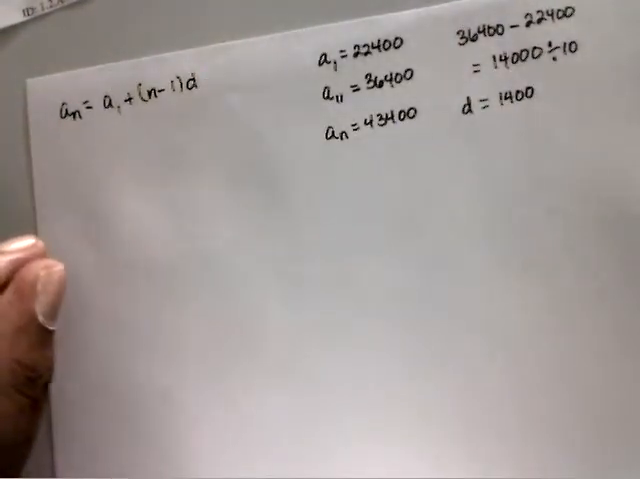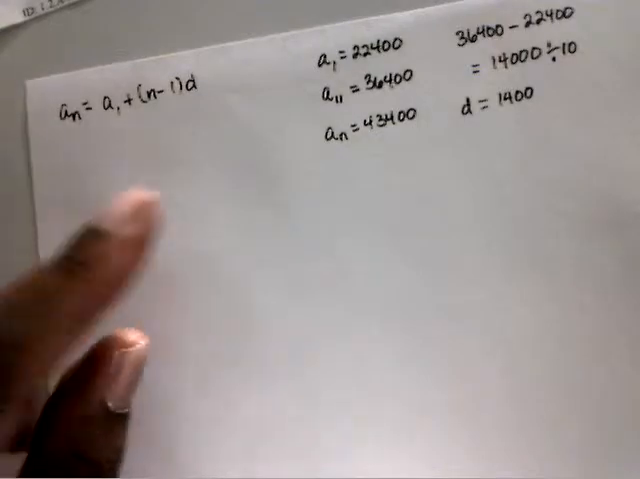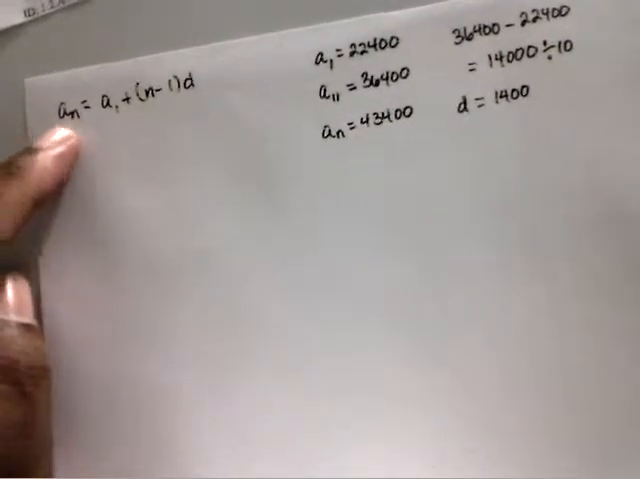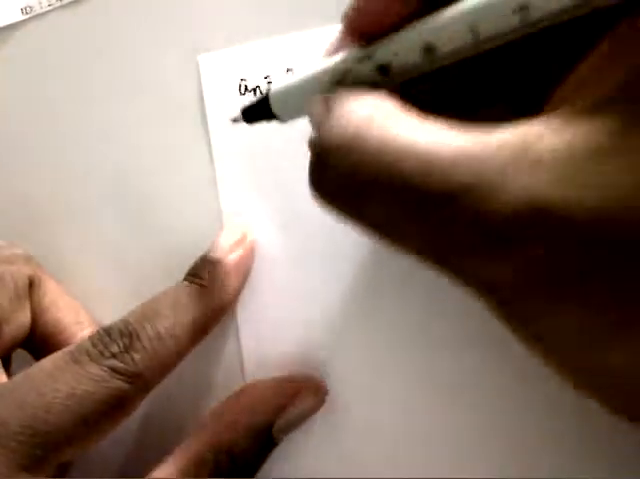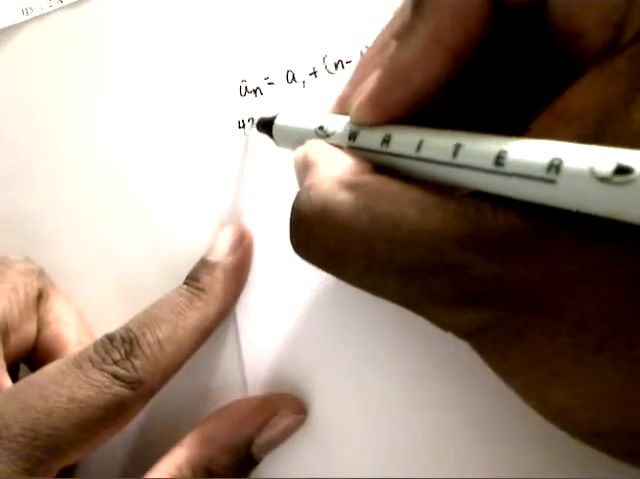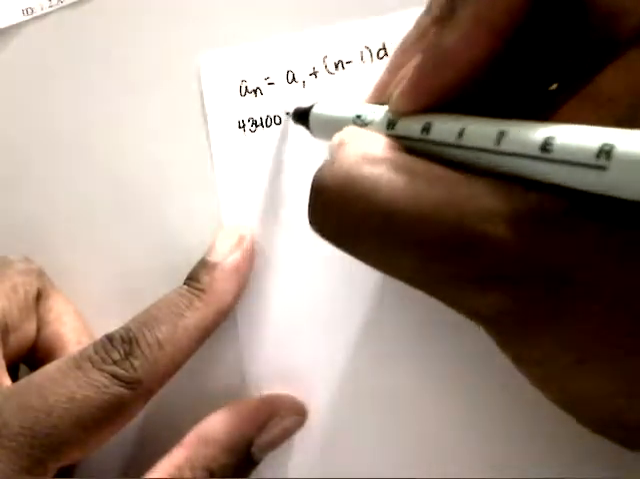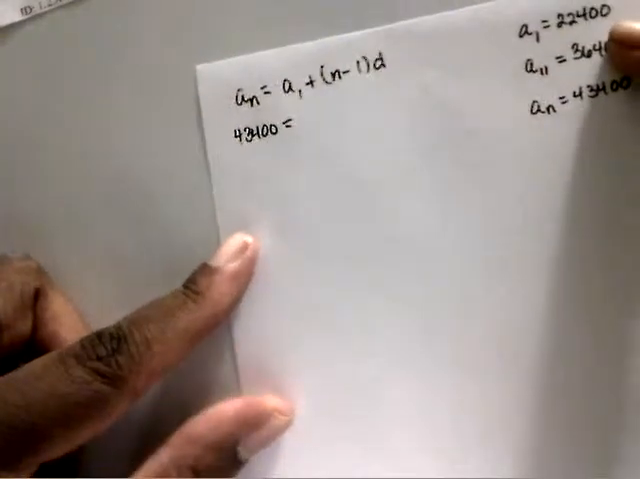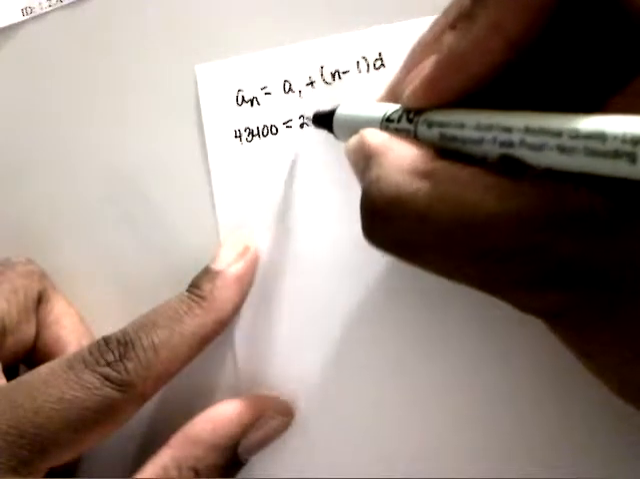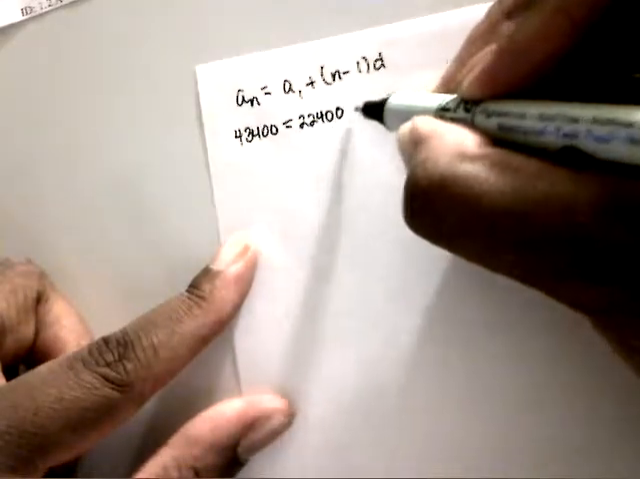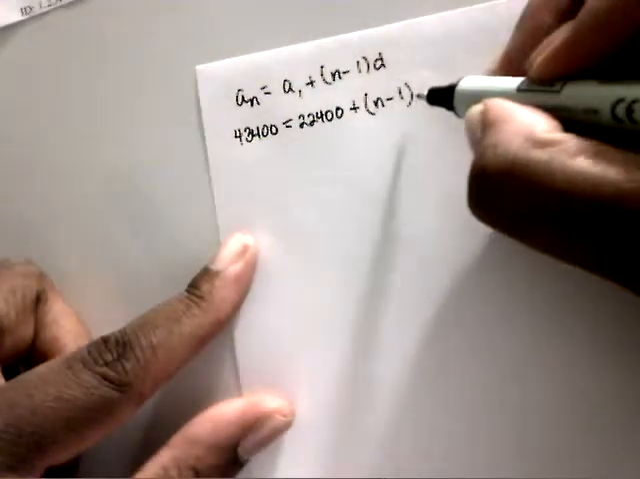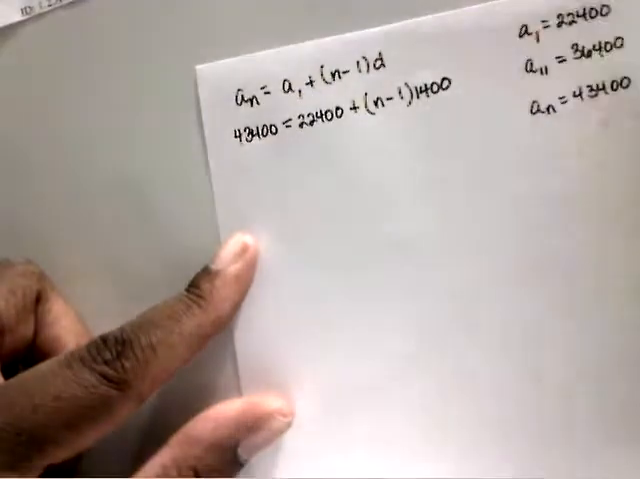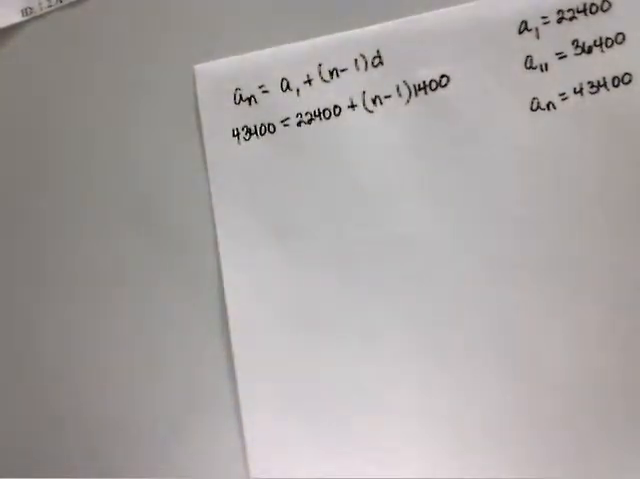So that's your d. So we can substitute those values into this formula right here. A sub n, that's 43,400. So you have 43,400 equal to A sub 1, that's 22,400, plus n is what we're trying to find, so that'll be n minus 1 times d, which is $1,400.